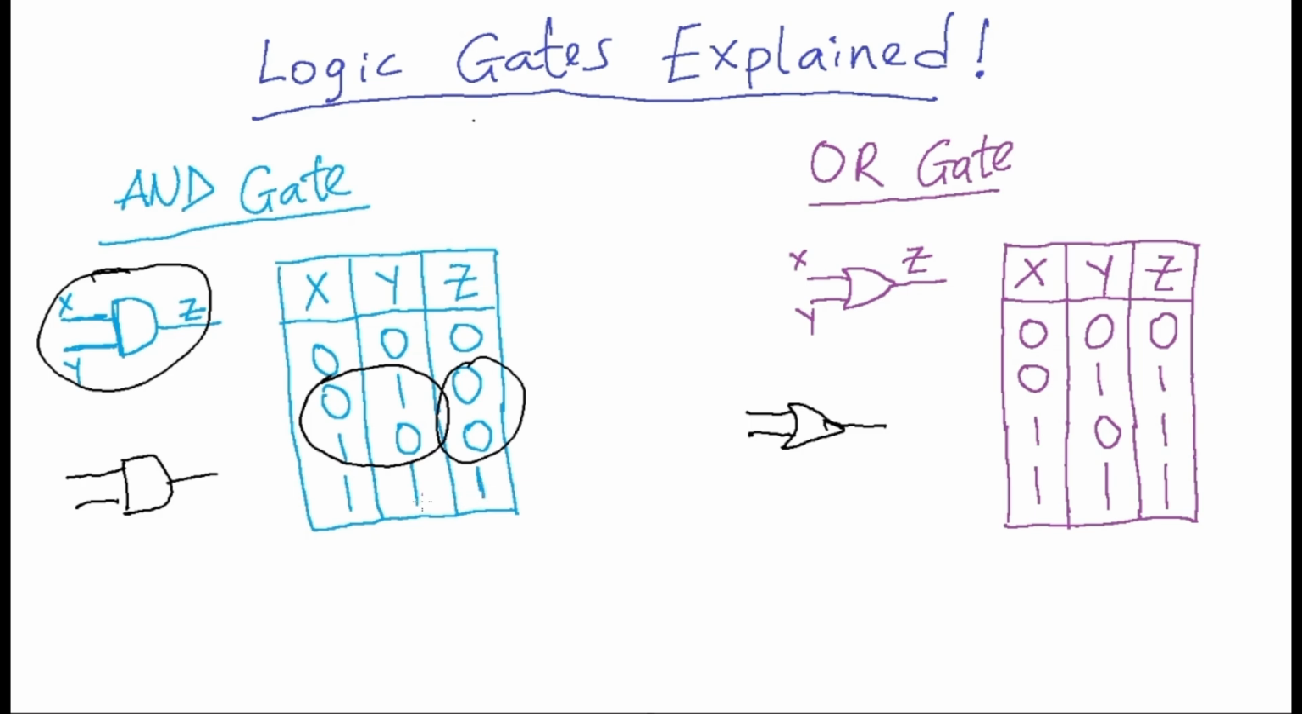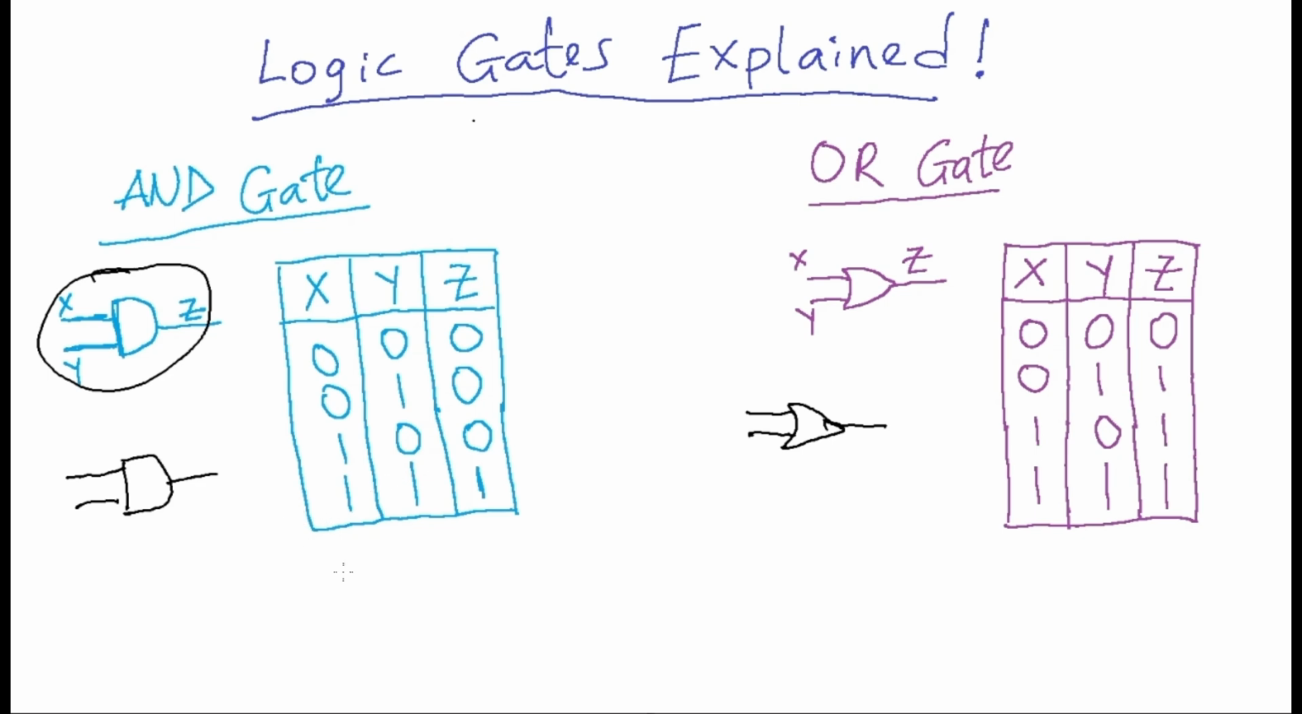So for an AND gate, no matter the inputs, as long as one of the inputs has a zero, the output will not be a one, it will be a zero. So the condition for the output being one is for every single one of the inputs to be one.